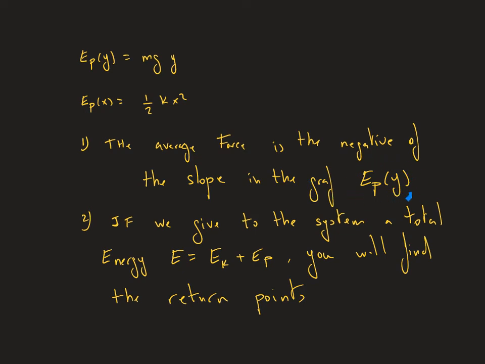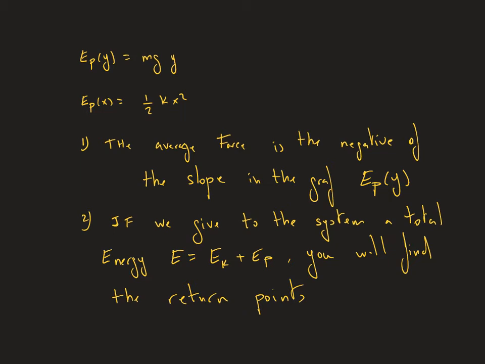So you see the graph of E sub p of y, you see the slope, and you put minus the slope, and this is the force. Well, it's good, because from a graph of E sub p of y, you know what is the force at any point y, or at any point x.